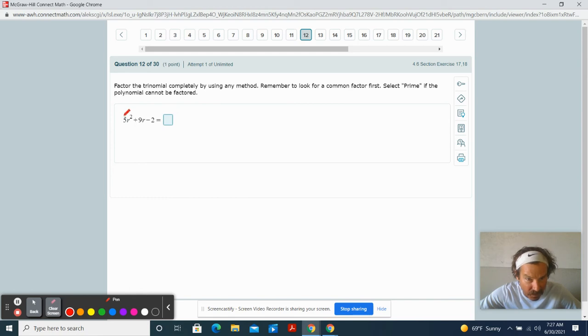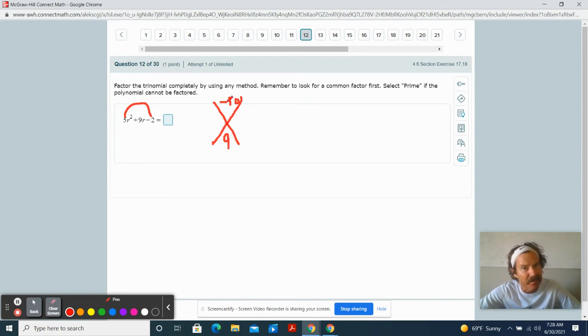notice that we have a number in front. And we're going to factor this using the diamond method. But I'm not going to put the last number on the top of the diamond. I'm going to take the first and multiply by the last. So I'm going to multiply these two numbers together. 5 times negative 2. I'm going to put that number right here, negative 10. That's the first times the last. And then the middle number, 9, goes down here.